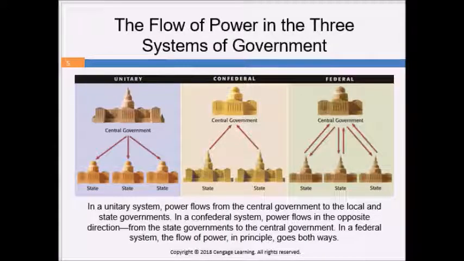Alright, on the left we have a unitary system of government. This system has a central government that gives power to the subnational governments, or counties or provinces. This is the most common form of government. Local governments typically have only those powers granted to them by the central government, rather than any reserve power.